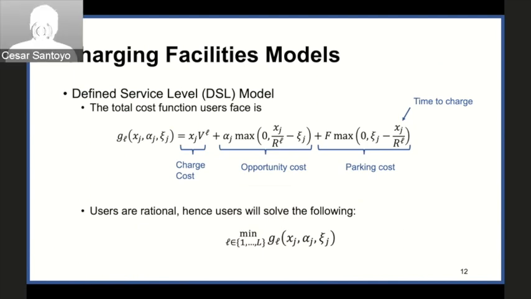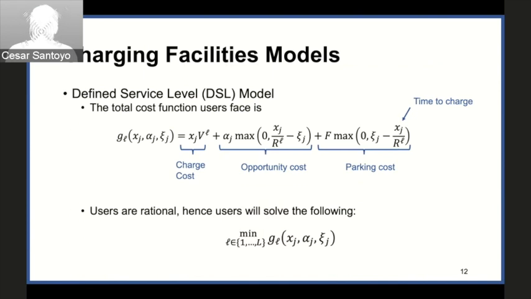To dive deeper into the total cost function, we note that the total cost function is comprised of three main parts. The first part being the charge cost, which is concerned with the energy demand of the user. Second being the opportunity cost, which is concerned with how much time a user spends in excess of their desired time at a charging facility. And lastly, the parking cost, which is concerned with the charging facility trying to discourage users from sticking around after receiving a charge and using up the space that another vehicle may be using.